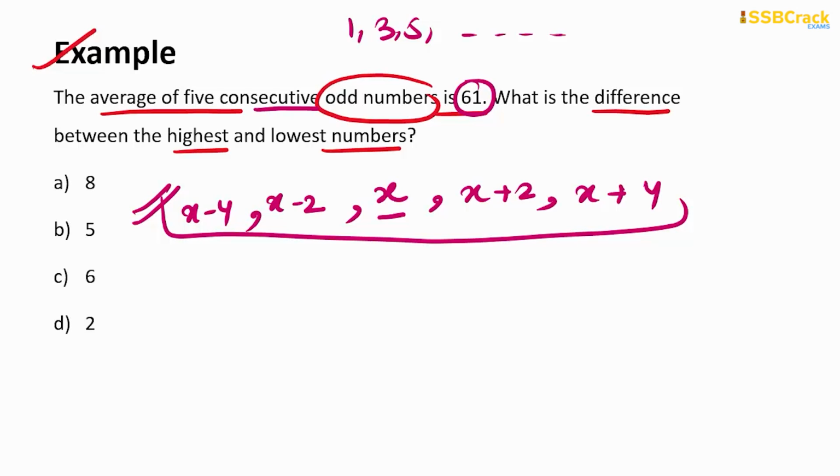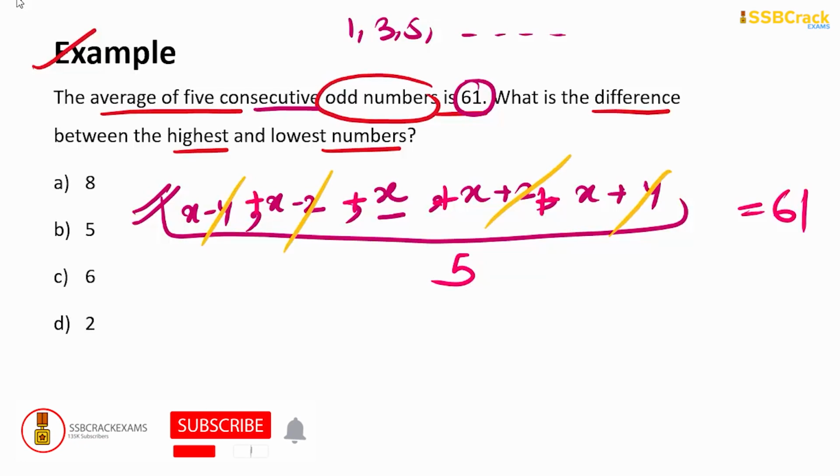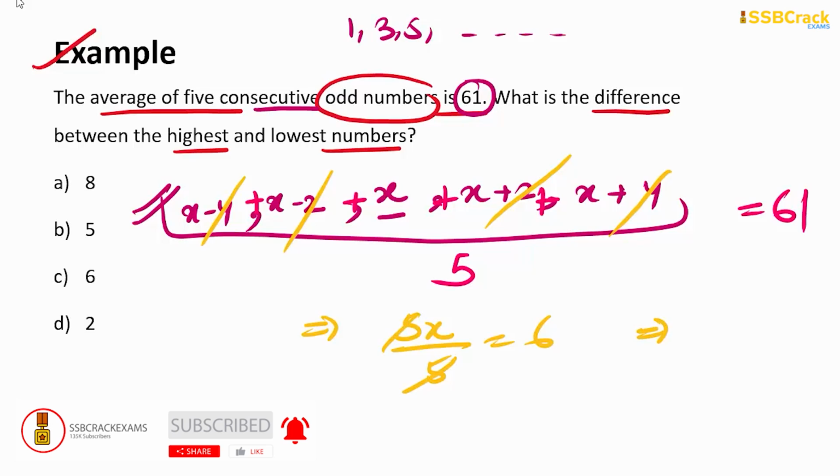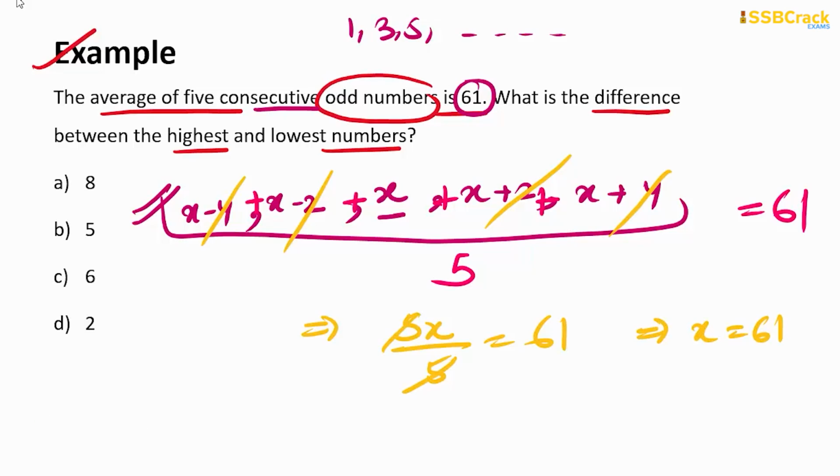We know that average is always equal to the sum of numbers divided by total numbers. The total numbers are 5 here, and this average is given to be 61, right? Now we can solve and find the value of x. This 4 will cancel with this 4, this 2 will cancel with this 2, and it will be 5x by 5 is equal to 61. That is, x is equal to 61, right? So we have got the value of x. Now we have to take the difference between the highest and the lowest number.